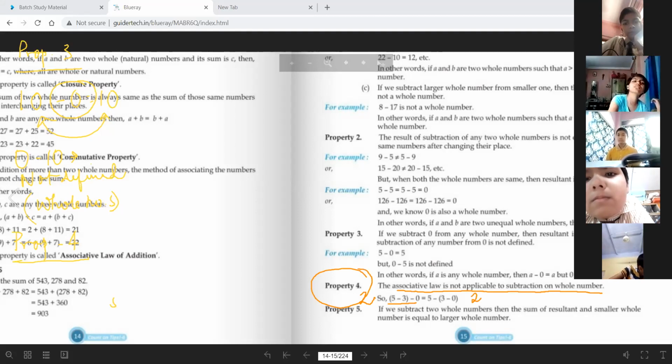Okay. So property number 5. I think there is a mistake in the book, because in both cases the answer is coming 2. Yes, ma'am. I told you only that our associative law is not applicable to subtraction on whole numbers.